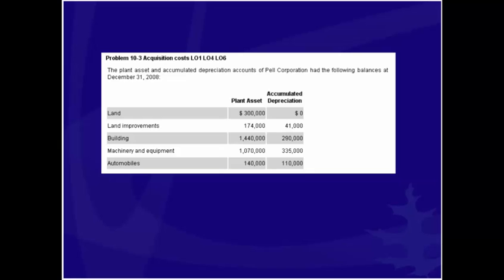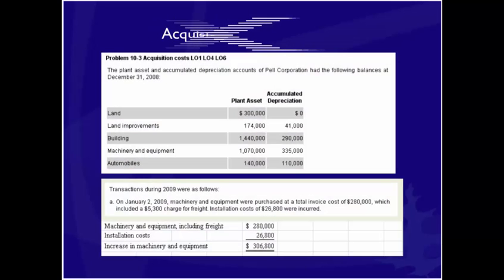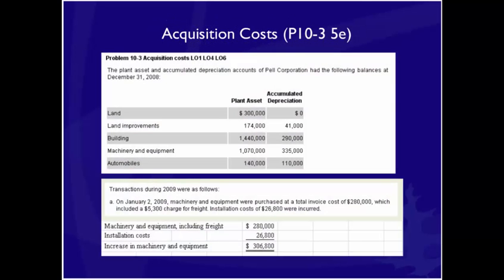Machinery and equipment, $1,070,000 with $335,000 of accumulated depreciation. And automobiles, $140,000 with accumulated depreciation of $110,000. Transactions during 2009 were as follows, and we'll cover Transaction A on this slide.